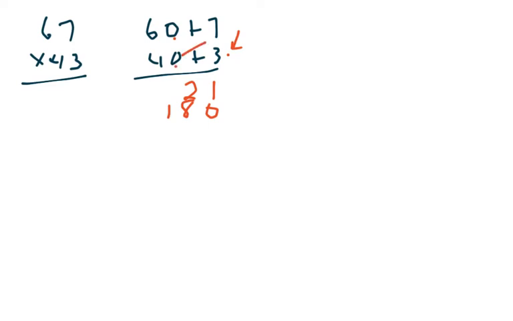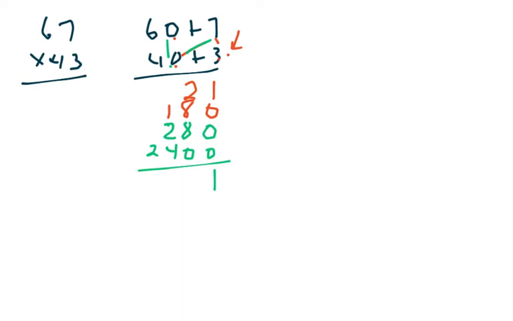40 times 7, I'm going to move to the right now. I did the 3 times both of them. Now I'm going to do the 40 times both of them. 40 times 7. 4 times 7 is 28. It's a 10. So 28. And then the 40 times the 40. That's going to be 10 times 10, 100. 2 zeros, 24. Add them up.